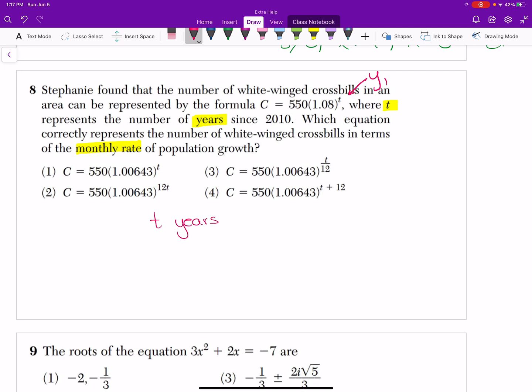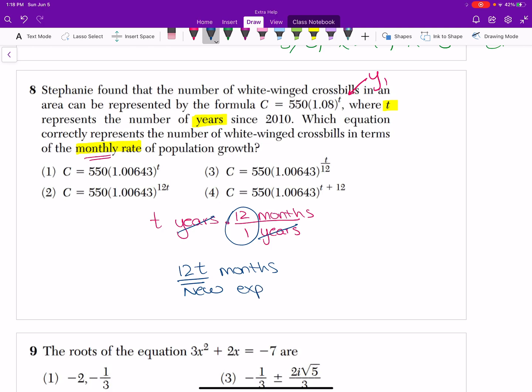T is currently in years, we want months. The units you're in go in the bottom. The units you want go on top. There are 12 months in 1 year. Years cancels, and now you have the new number that should be getting attached to your exponent. So 12t is my new exponent.